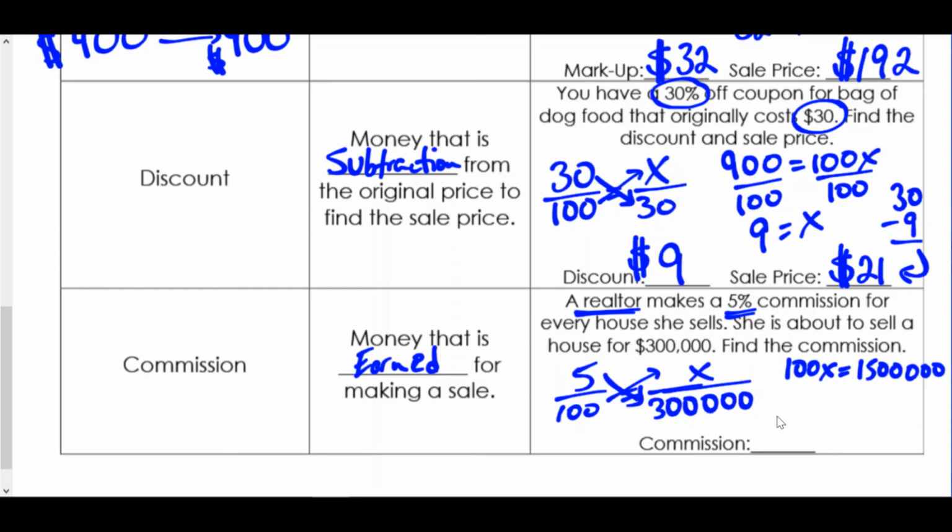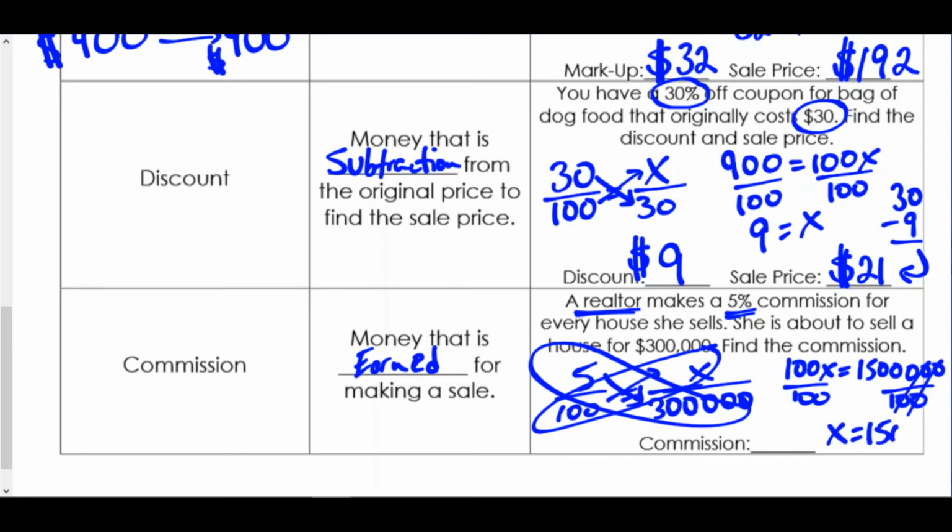Now it's on the left side. It really doesn't matter. You're pairing up these two and putting them on one side, and you pair up these two, you multiply those two and put them on the other side. And now we can divide by 100. And that tells us that x is $15,000. So the commission that the realtor would make is $15,000.